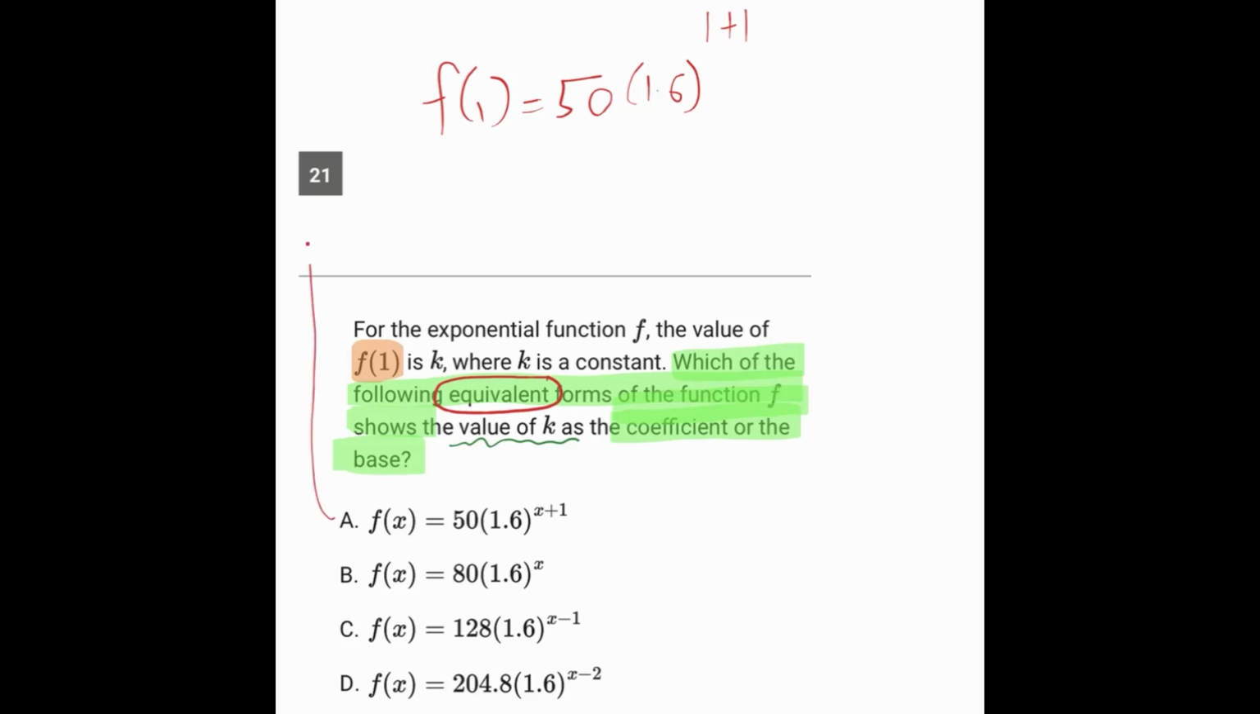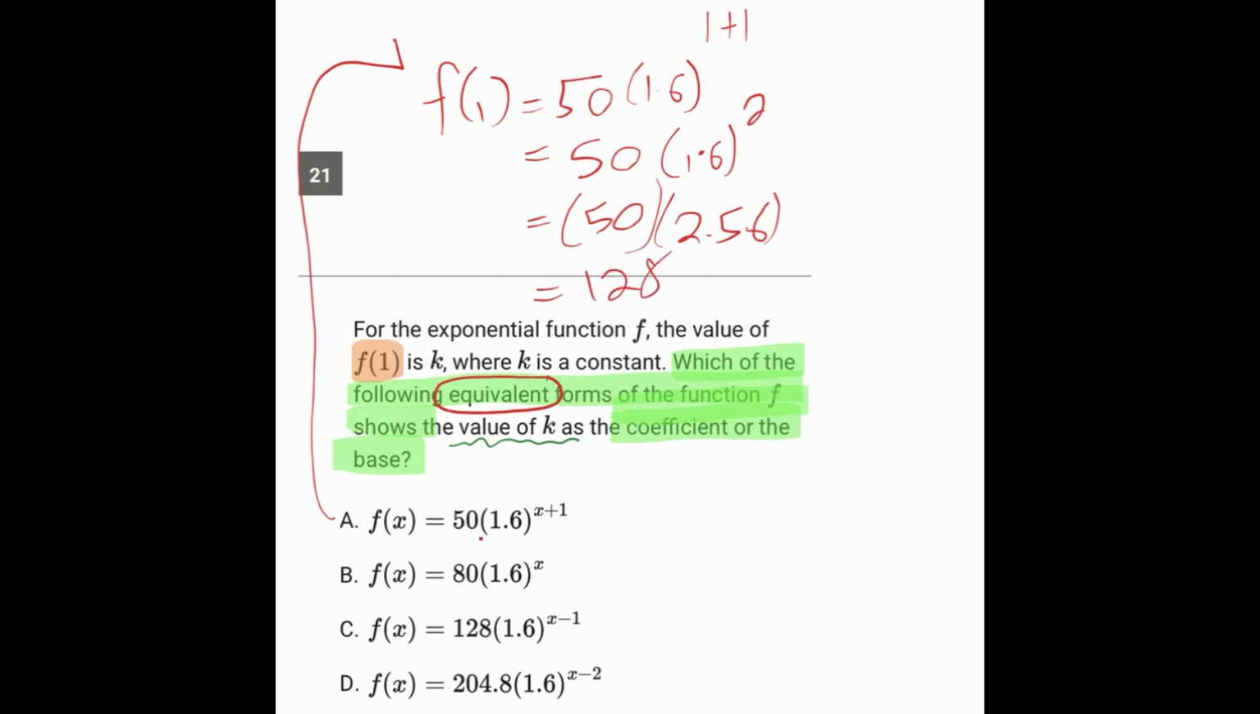So let's just do it for answer choice A as a sample. We have 50 times 1.6 to the 2. 1.6 squared is 2.56, and we're going to multiply it by 50. And when you multiply it, you get 128.